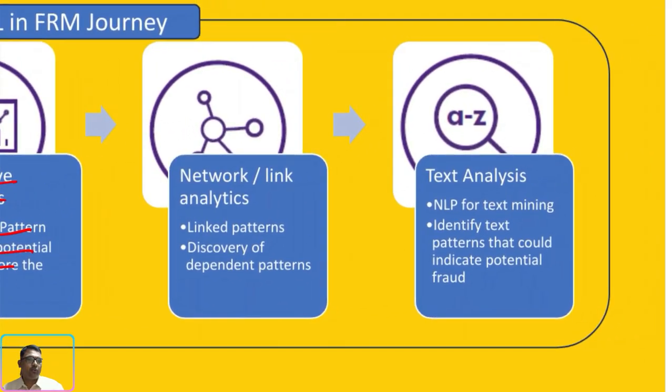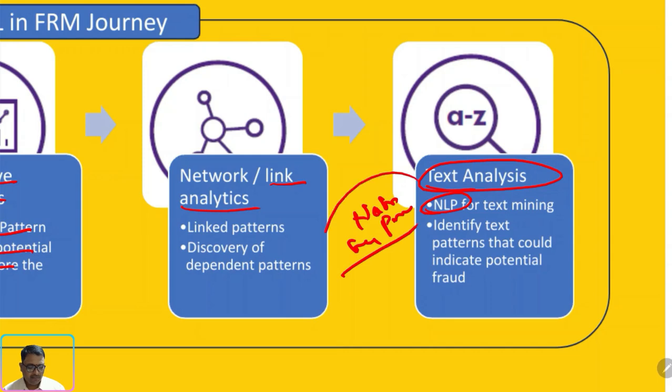And the next two things, which are more of a maturity curve, are link analysis and text analysis. Now these days, with the advent of technology, these can be quickly implemented. We just search for implementing link pattern analysis or text analysis using natural language processing, NLP. You will be able to find step-by-step instructions. I'm just going to give you the direction. NLP for text mining identifies patterns that could potentially indicate fraud.